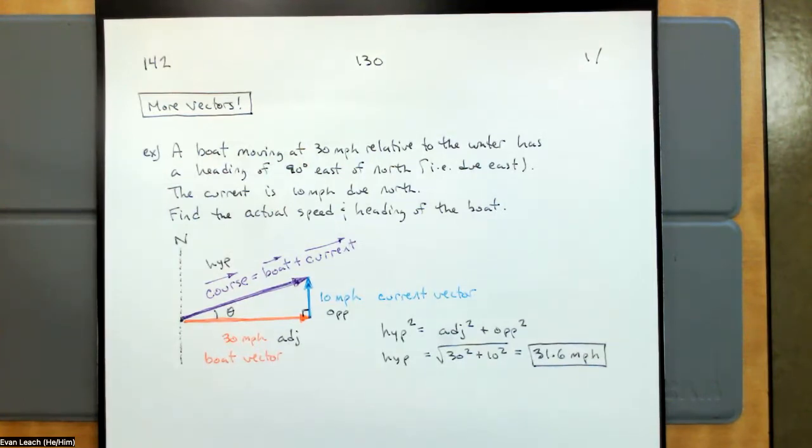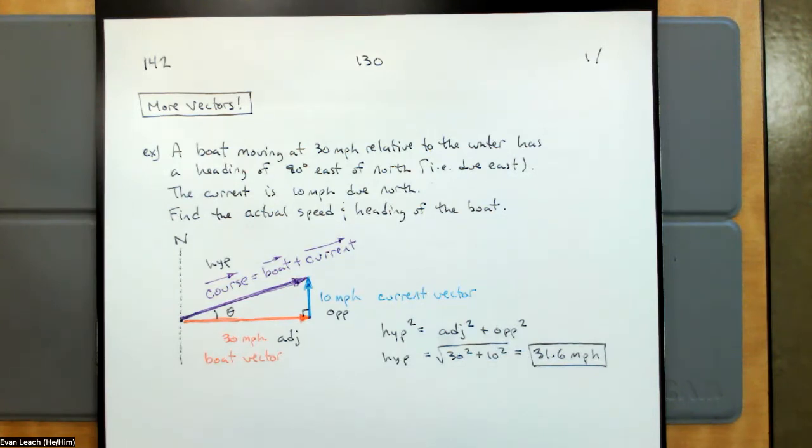So the boat is moving a little bit faster, even though the current's not going with it. The boat is going 30 miles per hour horizontally and 10 miles per hour vertically. So overall, it's going to cover a longer distance. It'll cover 31.6 miles per hour. It'll be going at a faster speed because it's not just horizontal speed. It's also got some vertical speed that's increasing the speed of the boat.